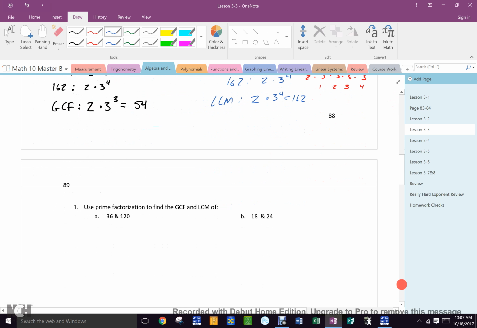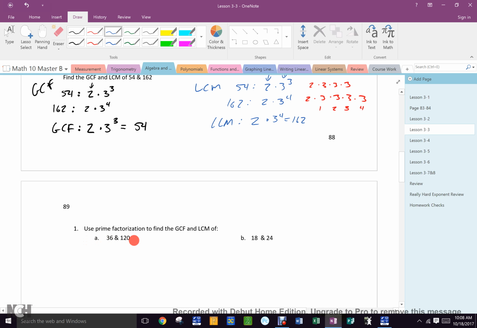Let's turn the page over, and let's work these. Use prime factorization for 36 and 120. So you got to make 2 factor trees, yes? Go ahead and do whatever way you do your factor trees. Some people like to do them sideways. I don't care. Whatever works for you. I'm going to go sideways with 36. And then I'm going to go up and down with 120.